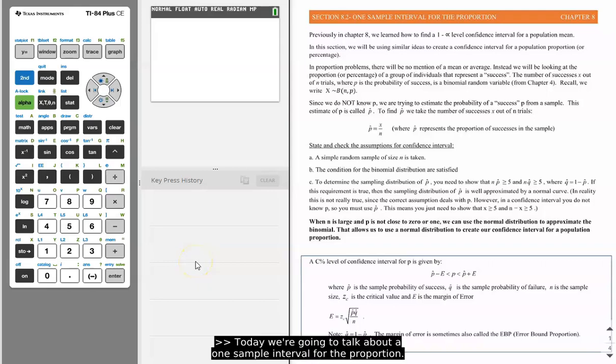So today we're going to talk about a one sample interval for the proportion. Previously in chapter 8, we learned how to find a 1 minus alpha level confidence, this is C%, level of confidence interval for a population mean, using a Z distribution. In this section, we will be using similar ideas to create a confidence interval for a population proportion or percentage.